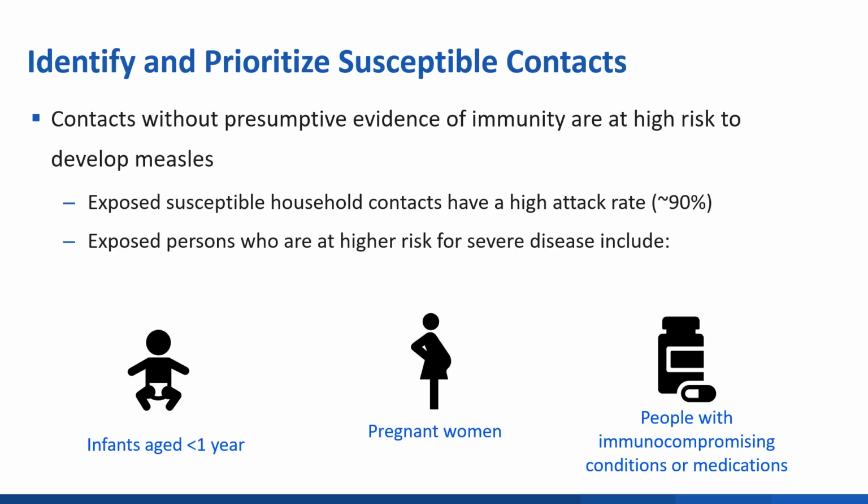If an outbreak is declared, clinicians and the health department can work together to identify and prioritize susceptible contacts to measles cases. Those without presumptive evidence of immunity are at high risk to develop measles. Exposed persons who are at higher risk for severe disease include infants less than 1 year of age, pregnant women, and people with immunocompromising conditions or taking immunocompromising medications.